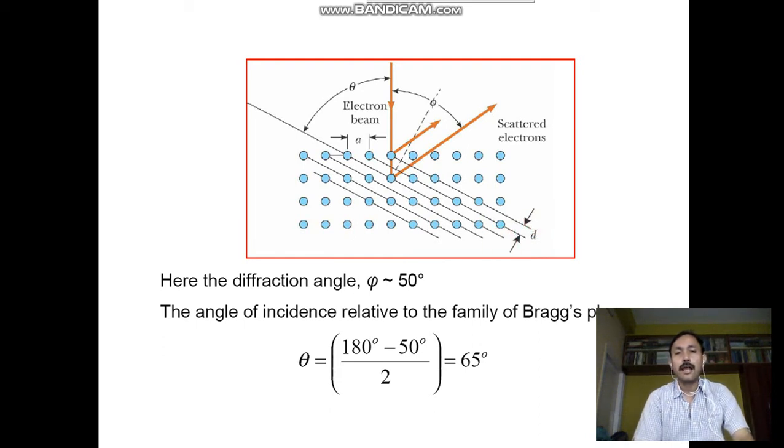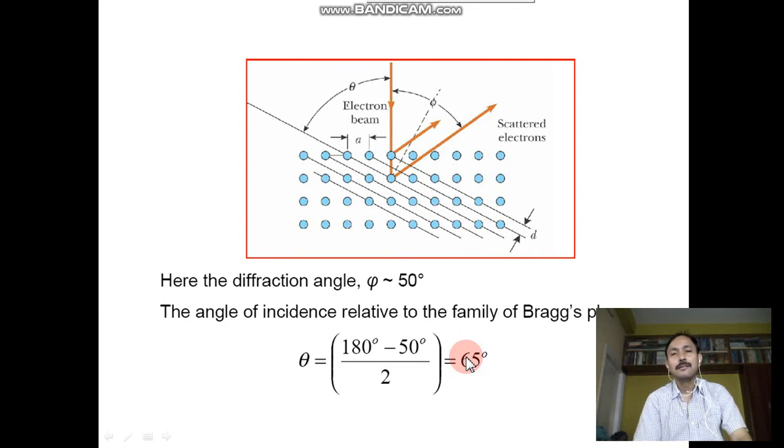As the diffraction angle is 50 degree, geometrically we can prove the angle is 180 degree minus 50 degree divided by 2. That means 130 by 2, which is 65 degree. So the angle relative to the family of Bragg's planes, these planes are known as Bragg's planes, is 65 degree.